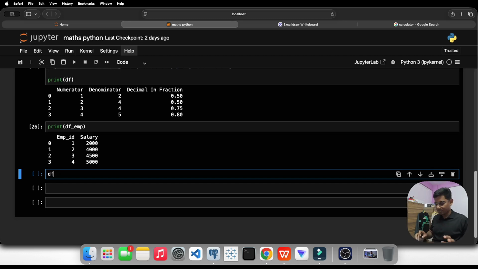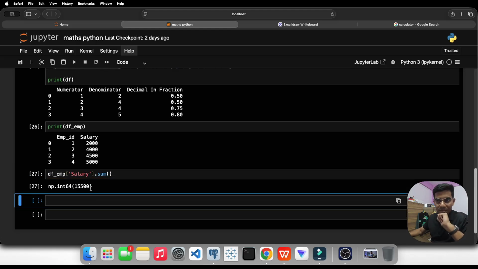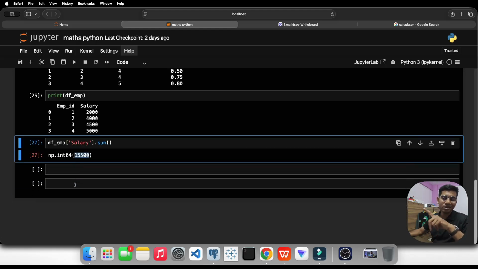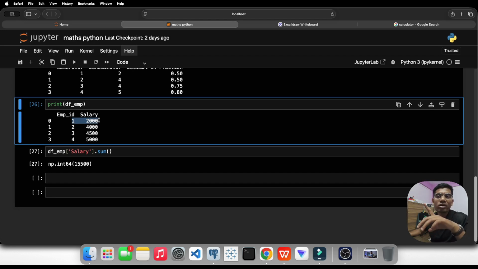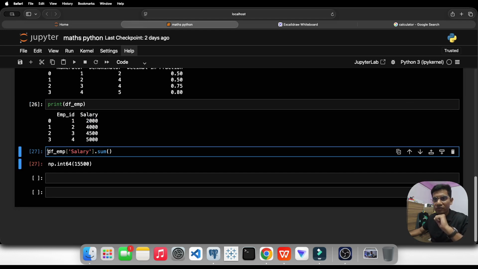How will you find the sum? df, like we have learned yesterday, salary, and sorry, it's df employee salary dot sum. We have learned this in the first part of the course. This is the budget, okay? 15,500 is the budget. And if HR asks you, of this budget how much percentage is employee ID 1 carrying, what will you do?